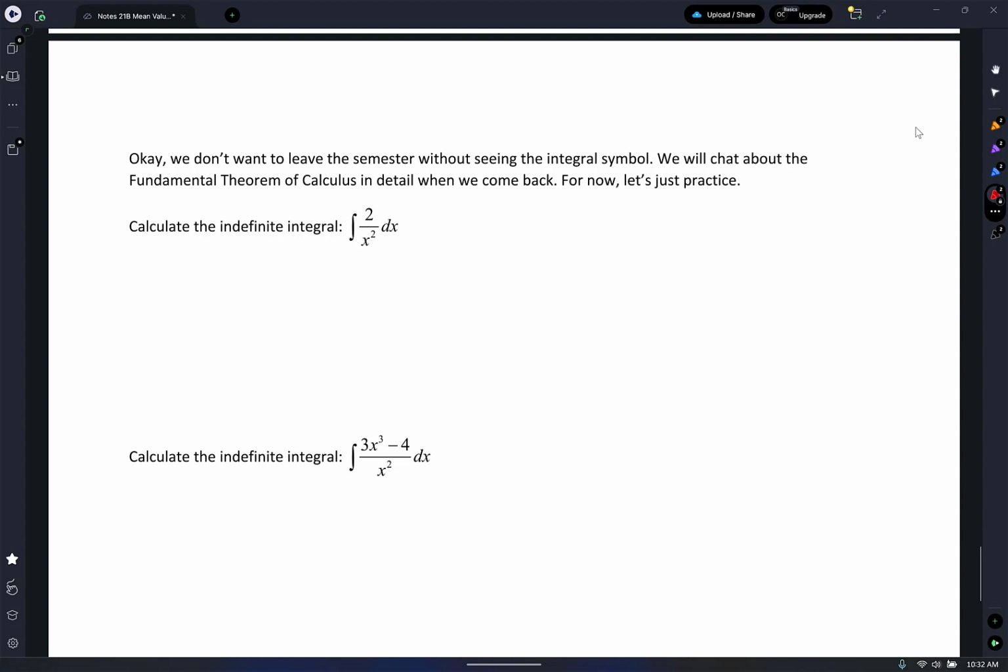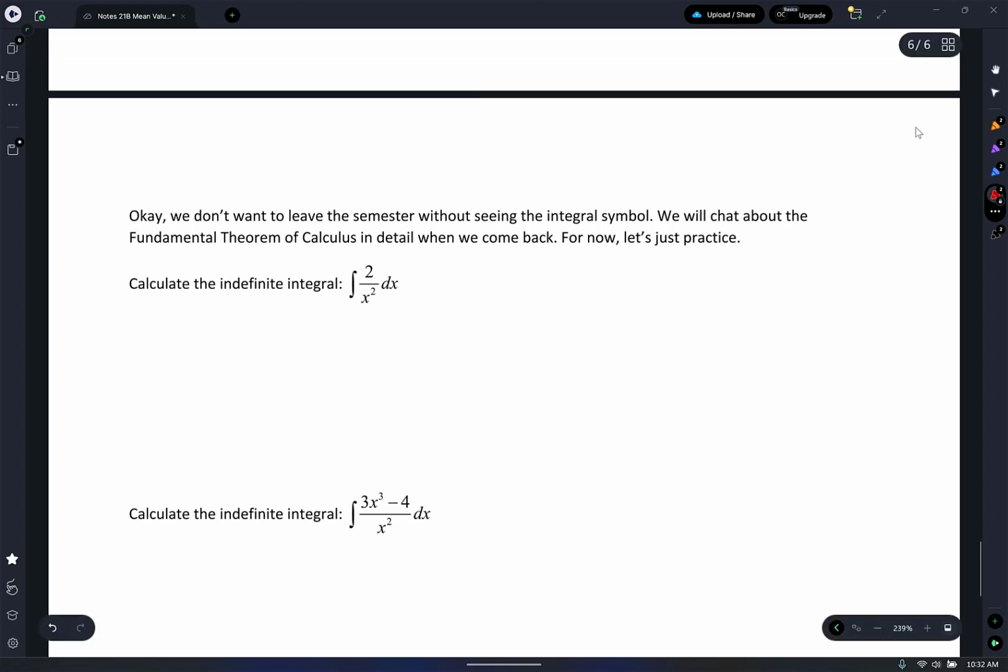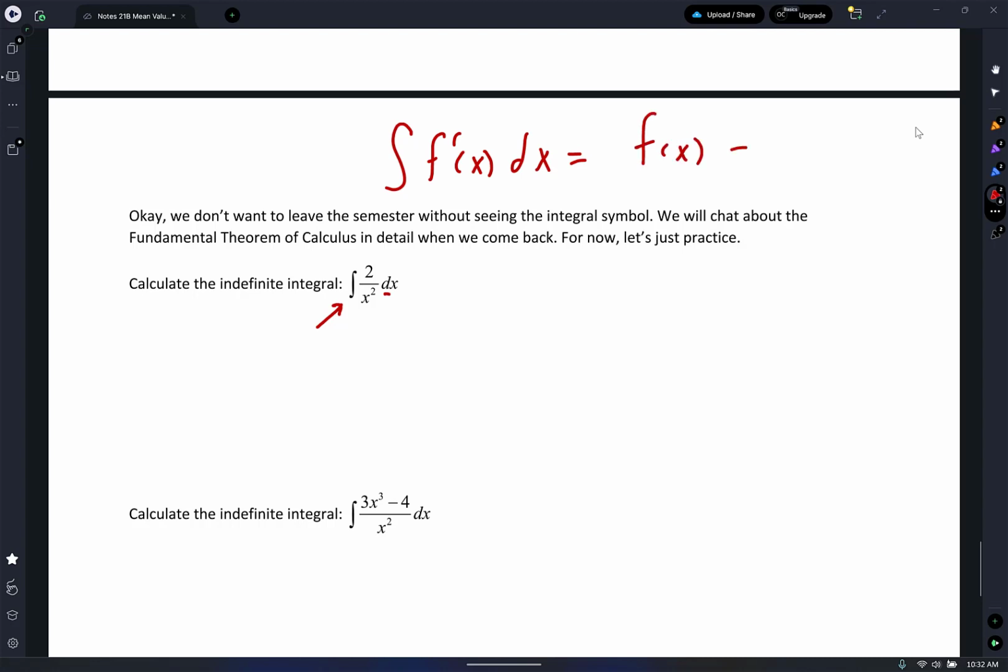No, relax. We don't want to leave the semester without seeing the integral symbol. We'll chat about the fundamental theorem of calculus in detail when we come back. For now, let's just practice. This is called an integral symbol. The integral is where you start, the dx is where you stop. Let me write the definition at the top. Integral of f prime of x dx is equal to f of x plus c. So it just means antiderivative.